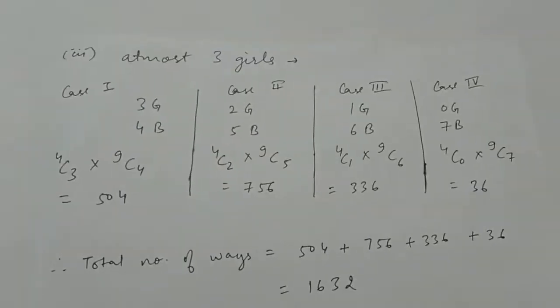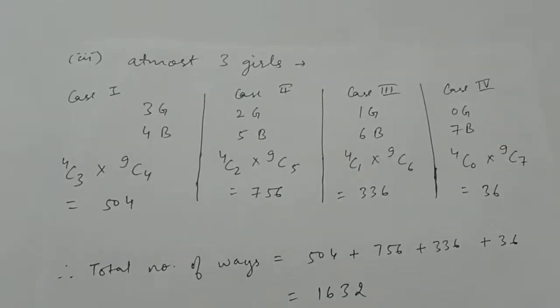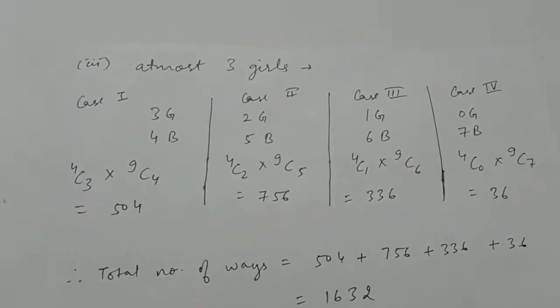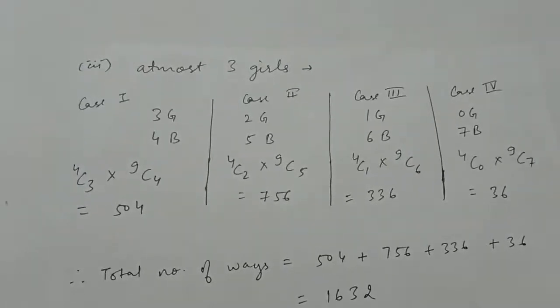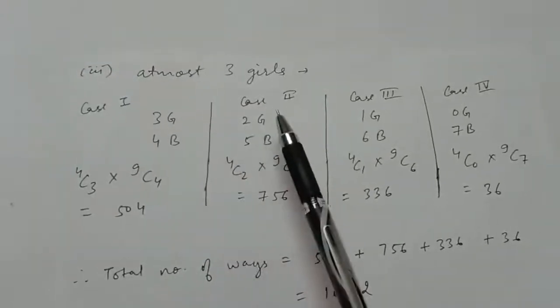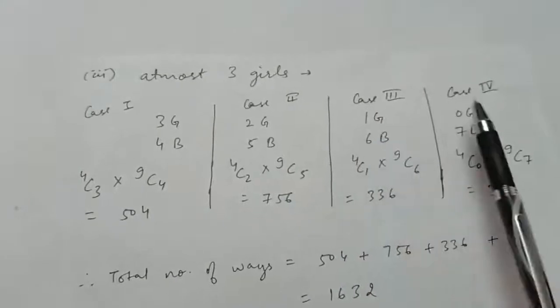Now the third case is at most 3 girls. That is, in the committee of 7 there should be a maximum of 3 girls only, right? So there can be 4 cases. First, if we select 3 girls, or if we select 2 girls, or if we select 1 girl, or no girl, right?